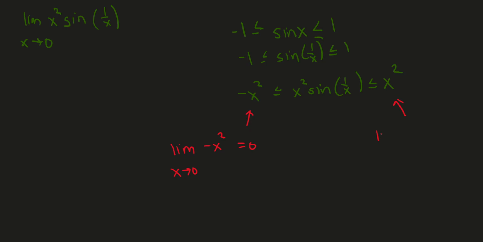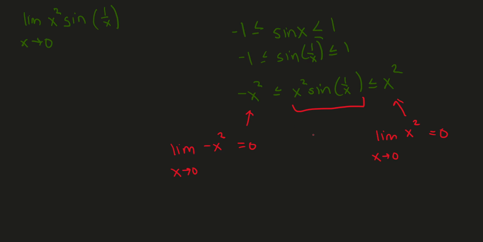Let's do this one as well. The limit as x goes to 0 of x squared. That one's also just 0. Just plug it in, right? So what we're seeing is our function that's right here is squeezed between these other two. And these other two, their limit is 0. And so if this is squeezed between them, this also has to have that same limit.